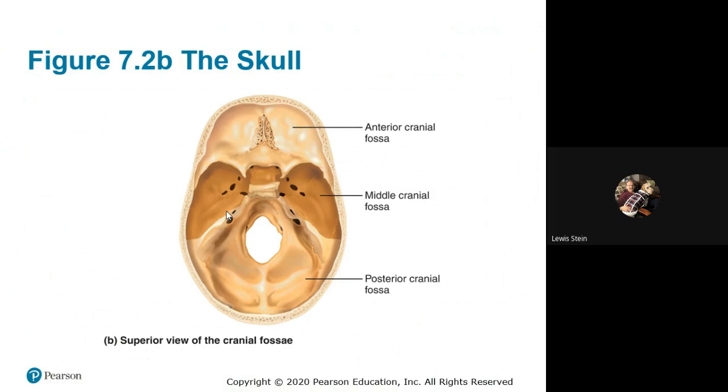Mandible. If you take off those side pieces, it's not the one that fits, but it's okay. That's what they're talking about. So you have these fossae, the anterior, middle, and posterior, with portions of the brain sitting in them. So frontal lobe here, temporal lobe here, occipital lobe, and probably a little bit of cerebellum. They're all going to sit in there.